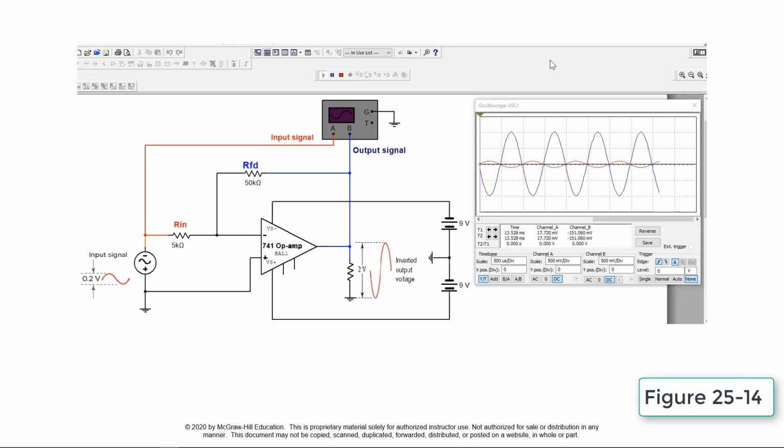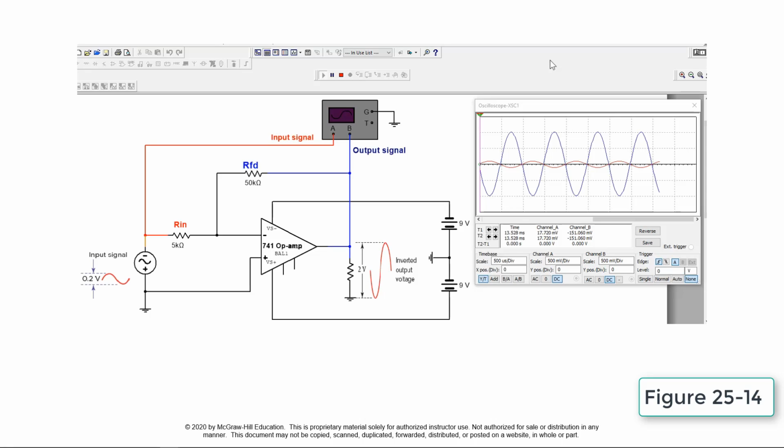This circuit simulates the operation of an operational amplifier called an op-amp. Resistor values Rin and R feedback set the voltage gain of the amplifier. Resistor Rin is called the input resistor. Resistor RFB is called the feedback resistor. The ratio of the resistance value of the feedback resistor to that of the input resistor determines the voltage gain.